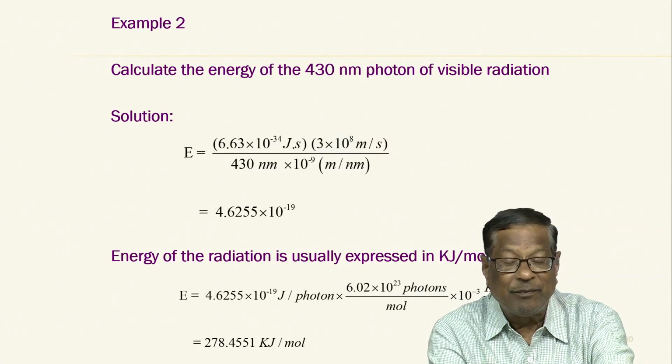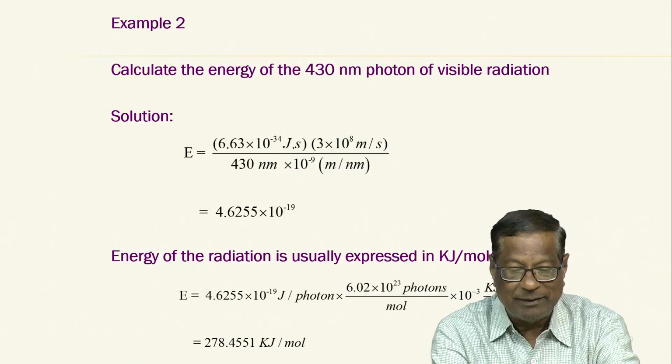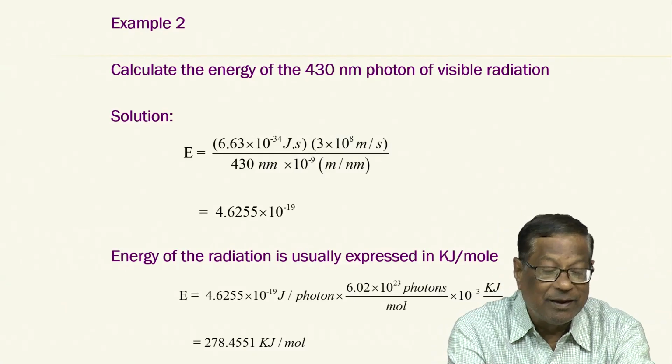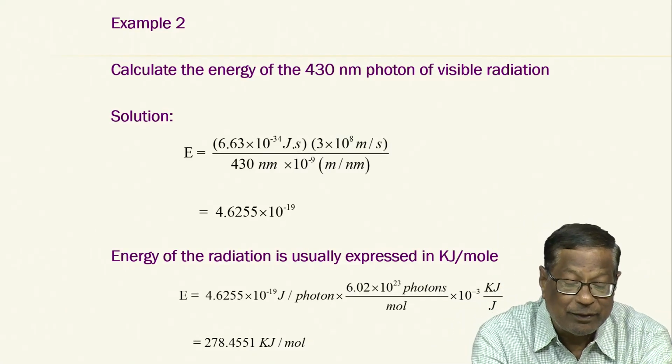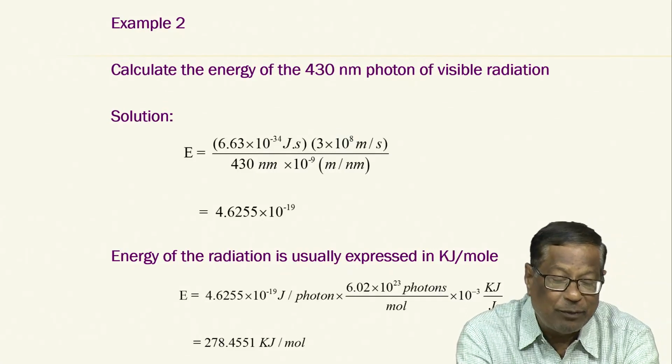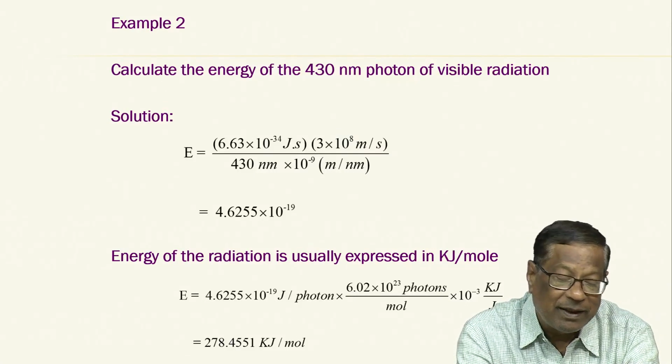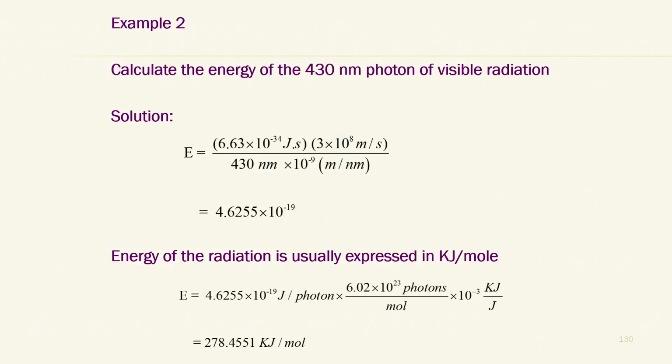Now, I have in the visible region 430 nanometer. Again I use the same equation, E is equal to hc by lambda. So, the numerator will remain the same, that is 6.63 into 10 raised to minus 34 joule seconds multiplied by the velocity of light, and divided by the wavelength, you get 10 raised to minus 19, that is 4.65.